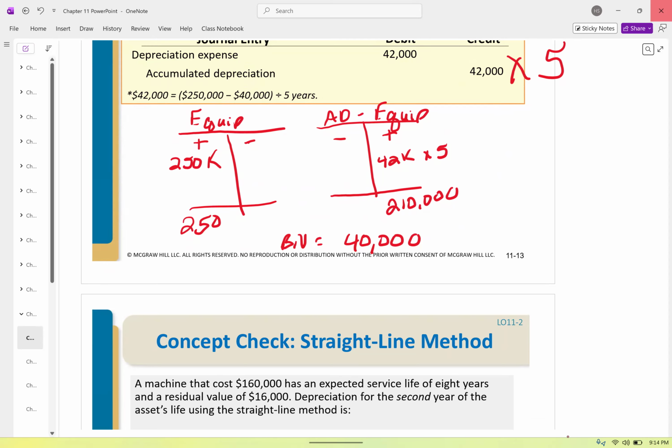We could keep on using this piece of equipment for 10 years. It can sit on the books just like this for over 10 years. We've depreciated it down. We're not getting any depreciation expense, but we're going to keep on using it.